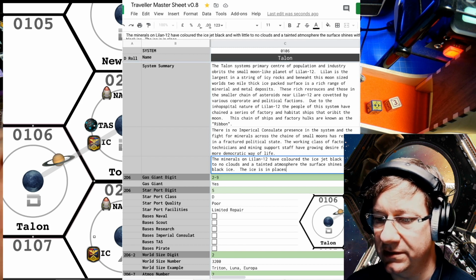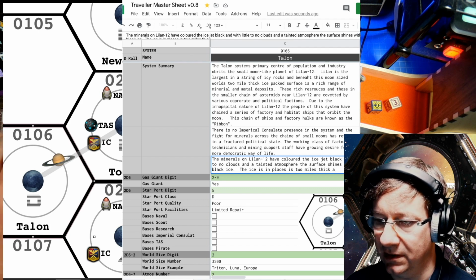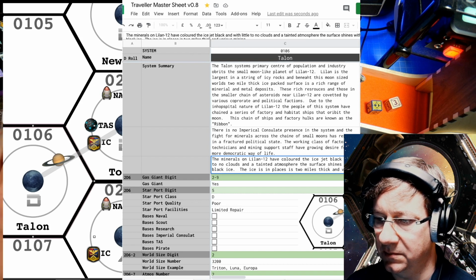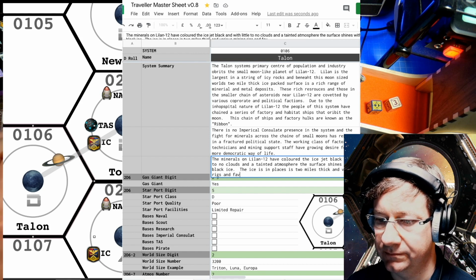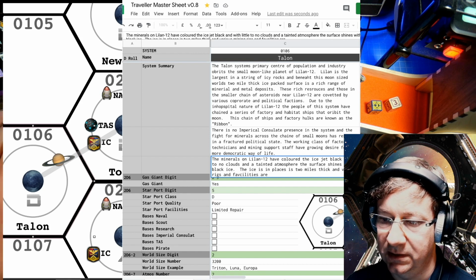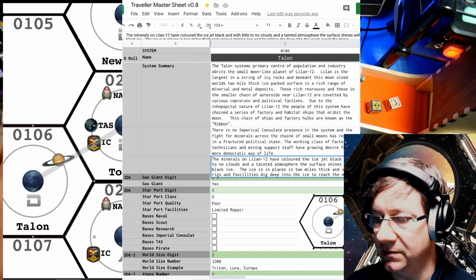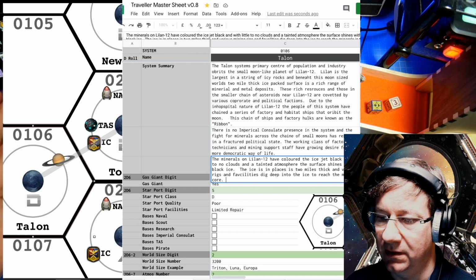The ice in places is 2 miles thick, and various mining rigs and facilities are dug deep into the ice to reach the minerals in the core.